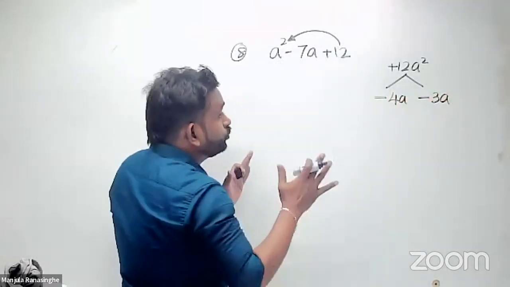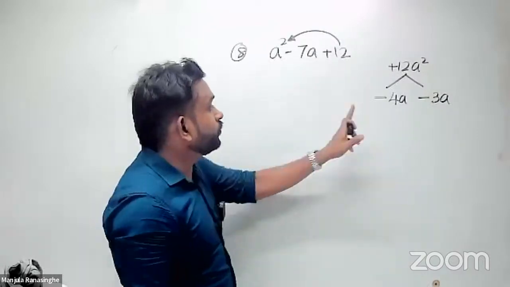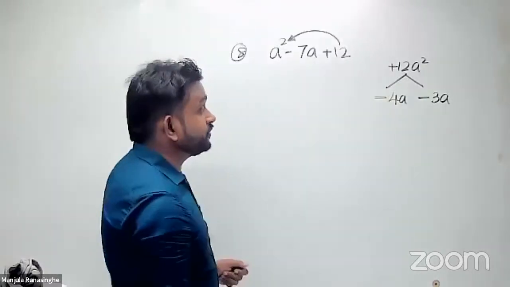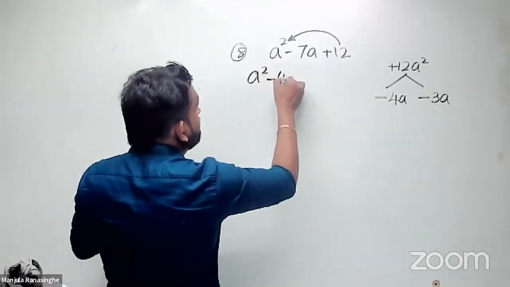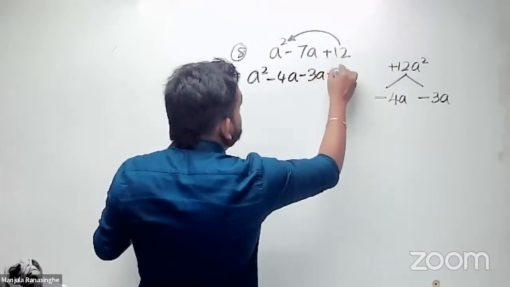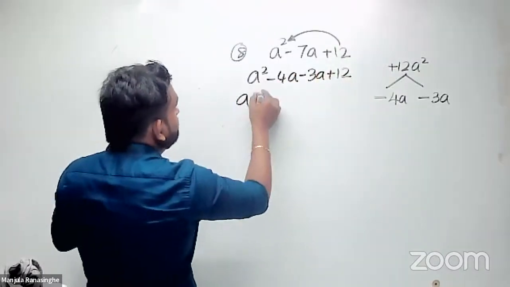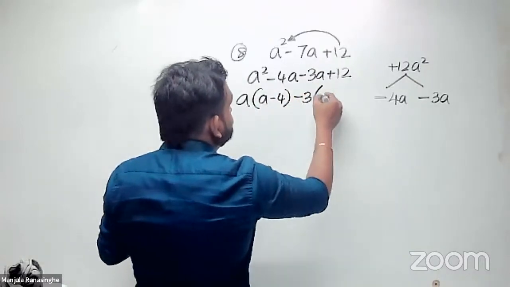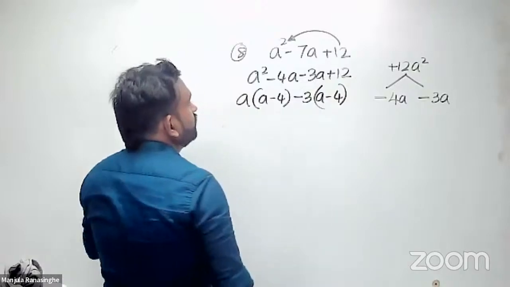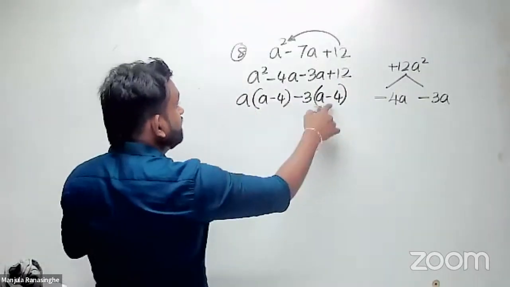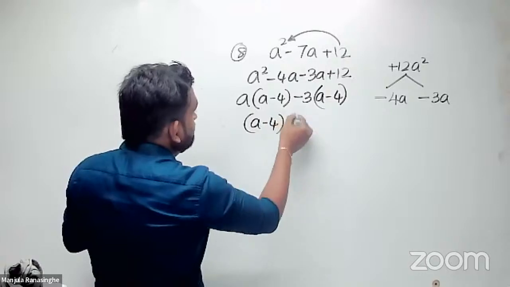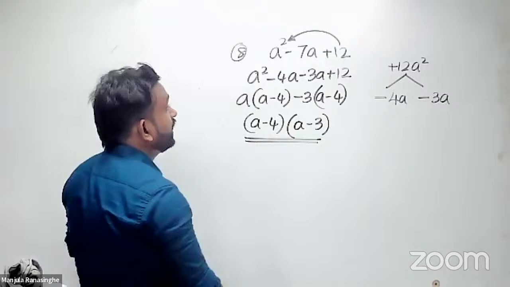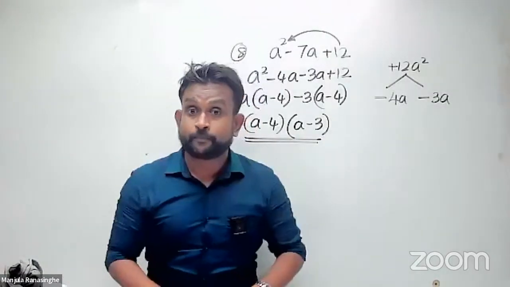Now you check whether the two conditions are satisfied or not. Negative 4 times negative 3 is positive 12, negative 4 plus negative 3 is negative 7. Then you replace the middle term by negative 4a, negative 3a, plus 12. Then take out a from the first terms, a minus 4, and from the others minus 3, then a minus 4. Now a minus 4 is a common factor. Then here a minus 3. Then the factors are a minus 4, a minus 3.